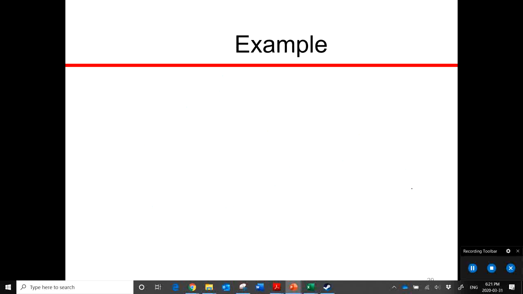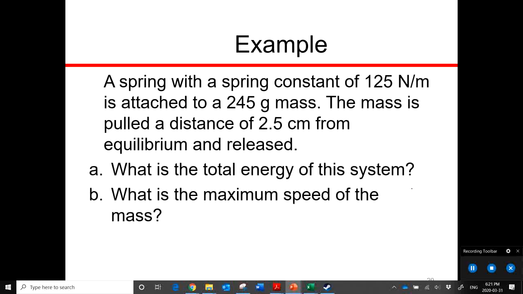Okay, so let's have a look at an example. A spring with a spring constant of 125 newtons per meter is attached to a 245 gram mass. So it's hanging, it's just at equilibrium. The mass is then pulled an additional distance of 2.5 centimeters from equilibrium and released. What is the total energy of this system, and what is the maximum speed of the mass?